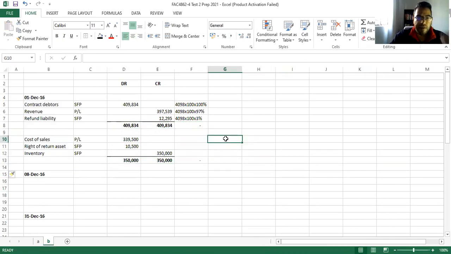So the journal entry balances, that's what we want. On 1 December, we are recognizing the revenue relating to the computers. Why? Because on 1 December, the computers we recognize at a point in time. So we recognize revenue for the computers only. We do not recognize revenue for the data because data is recognized over a period of time.